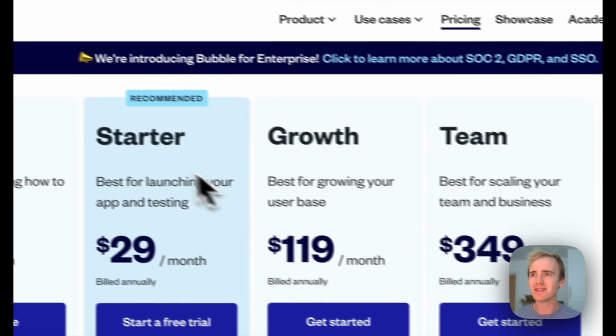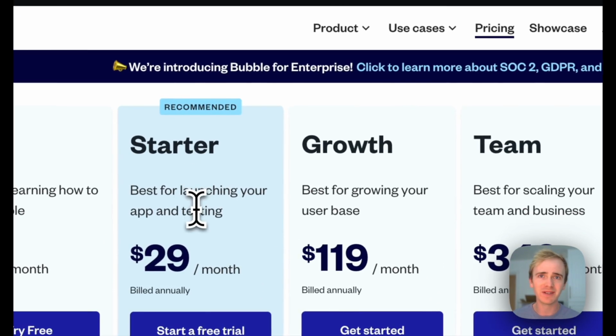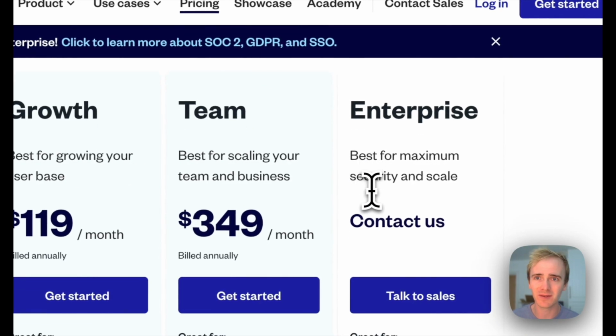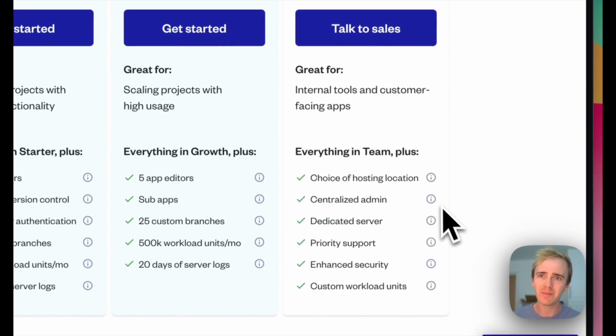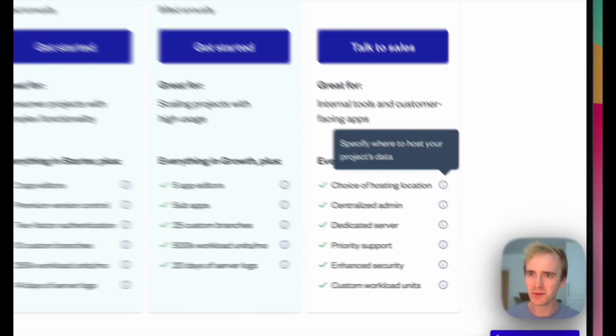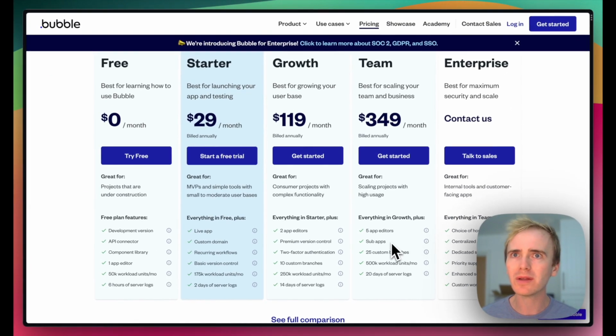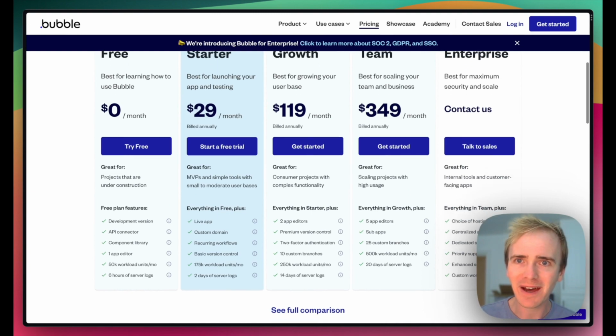So, like I said, this is not for people who are building an MVP, who are bootstrapping, because it is right at the other end of the pricing table. Yeah, picking a hosting region. They've moved that all into the final pricing item, which has no price.